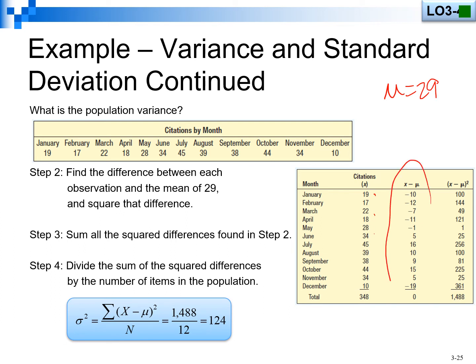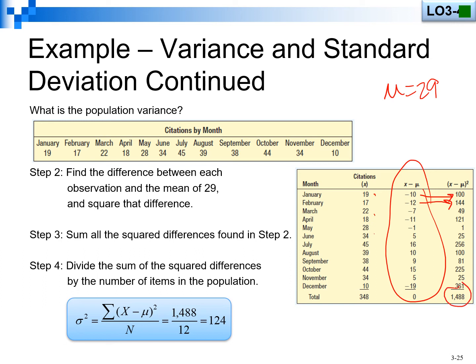And then notice what you get in this whole column is sometimes you do get negatives. So according to the formula, what you do is you take each one of these numbers, and to get rid of the negatives, you square them. So negative 10 squared would get you to 100. Negative 12 squared would get you to 144, and so forth. You do that for all of these.